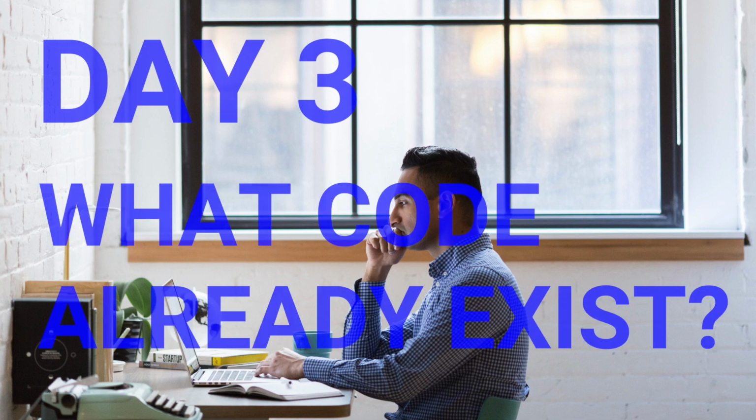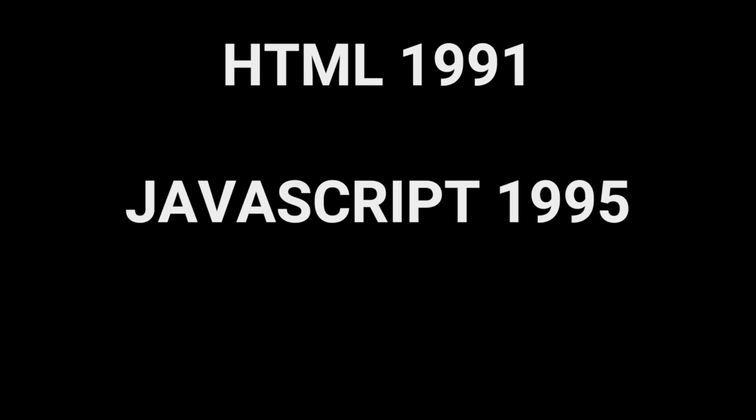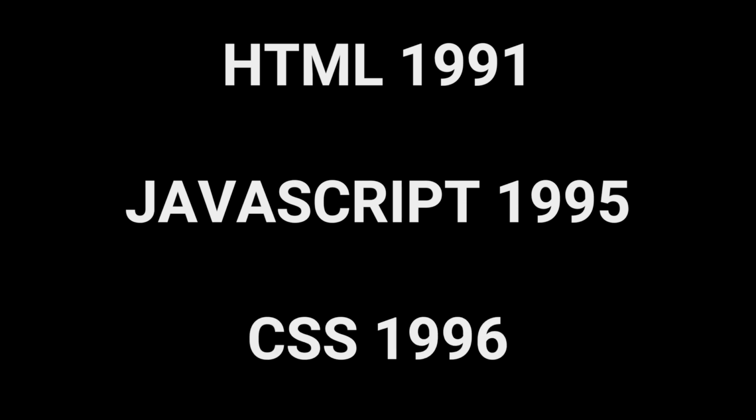Day 3. What code already exists? The technologies used to build the web weren't invented at the same time. The first website created in HTML was in 91, and JavaScript, which is responsible for interactivity, came in 95, and CSS, which is responsible for styling, came in 96. So nothing on the web is ever really done. Everything is just an evolving process.